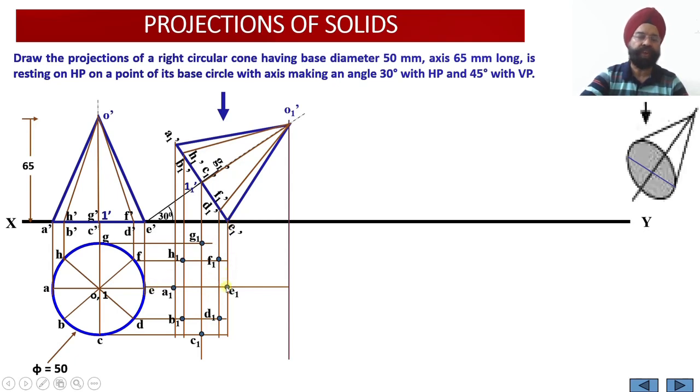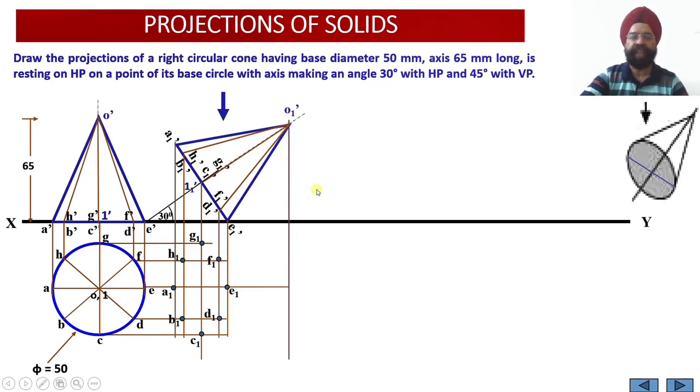Through E1 dash, draw the vertical projector. Through E, draw the horizontal projector. Intersection gives you E1. Through F1 dash, draw the vertical projector. Through F, draw the horizontal projector. You get the point F1. Through G1 dash, again draw the vertical projector, through G the horizontal projector, and the intersection will give you G1. Similarly, point H1 has been located by drawing the vertical projector through point H1 dash and then the horizontal projector from H. The intersection provided us with the location of point H1.